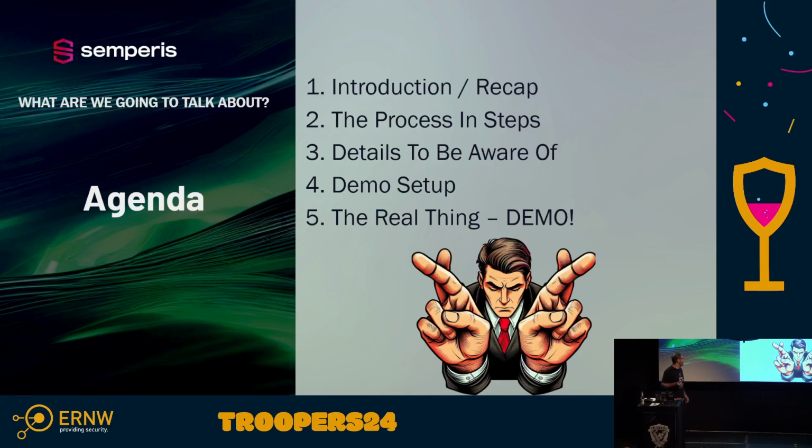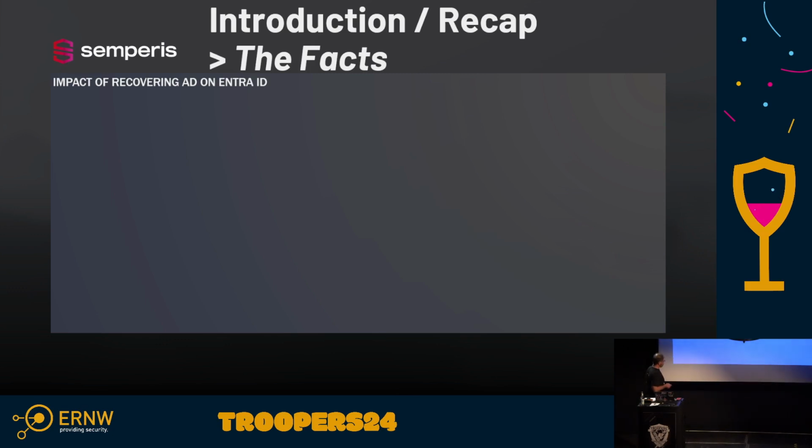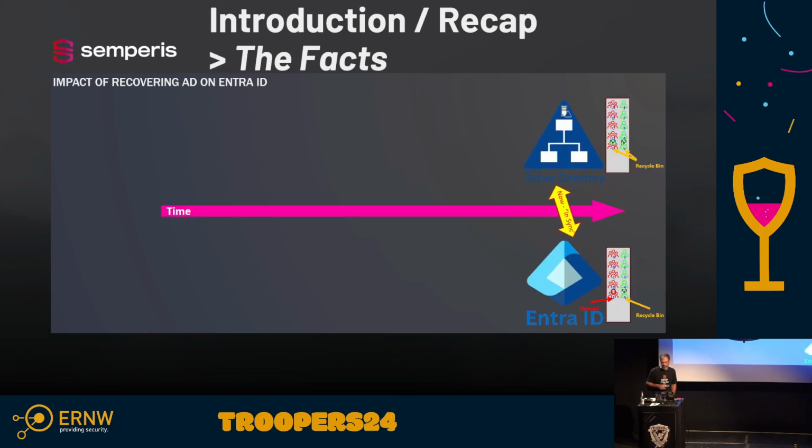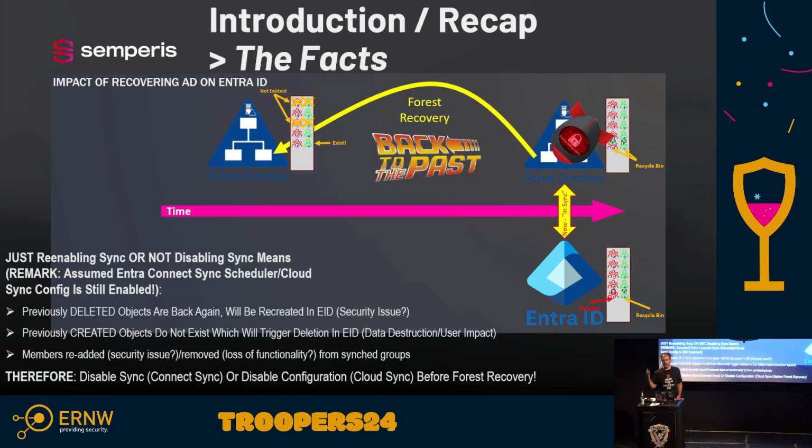Okay. So, recap. What's the impact when you perform a forced recovery on your Entra ID and reconnect? Let's imagine an Active Directory in sync with your Entra ID, and everything is happy and in sync, no issues. And suddenly somebody drops the bomb on your AD. You have to perform a forced recovery, meaning you go back in time. And as you can see, the backup that was used does not contain the objects that were created after the backup. But it might also contain the objects that were deleted after the backup. So you have to deal with that.